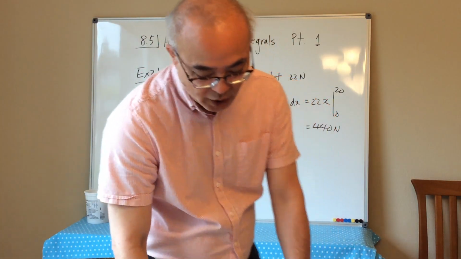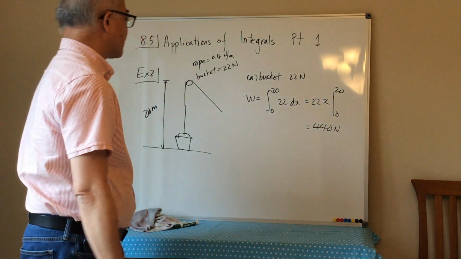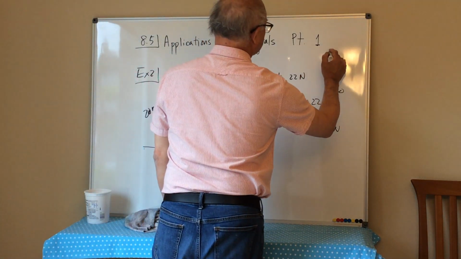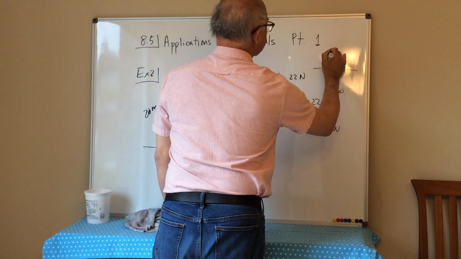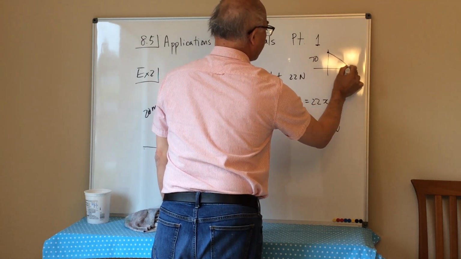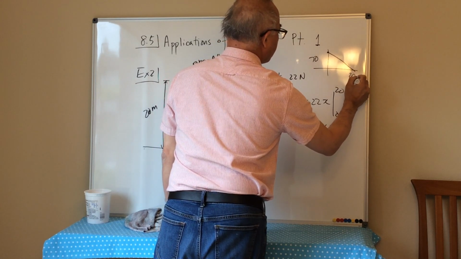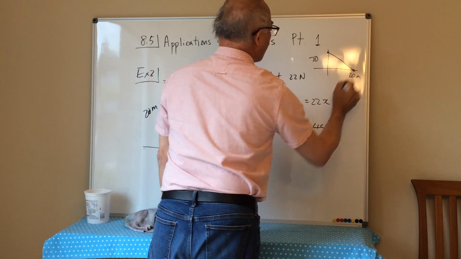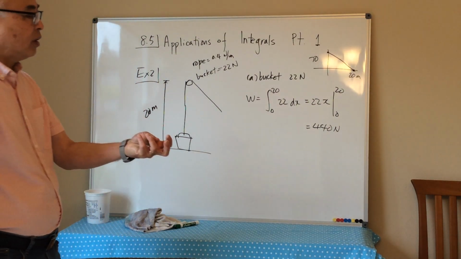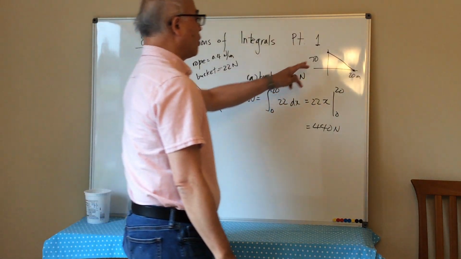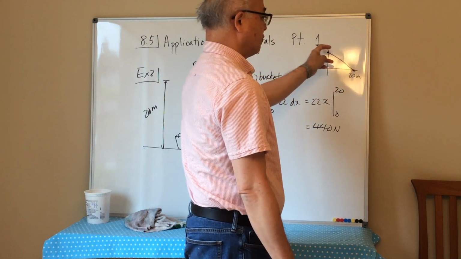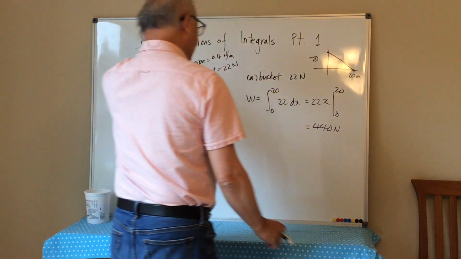B, lifting the water alone. The water starts at 70 newtons, and by the time I am done raising it to the 20 meter point, I have no water left. So what is the function for this? I have to find this line.